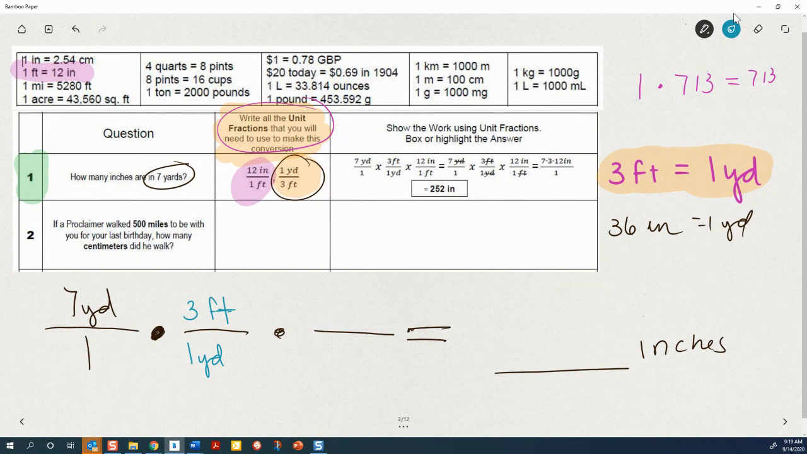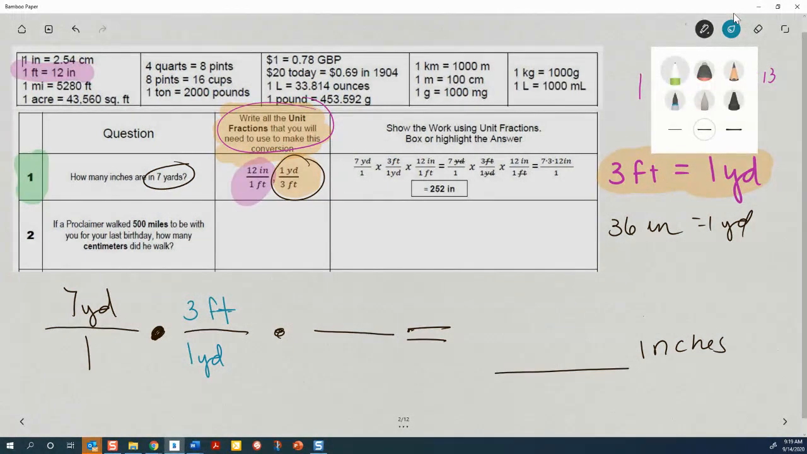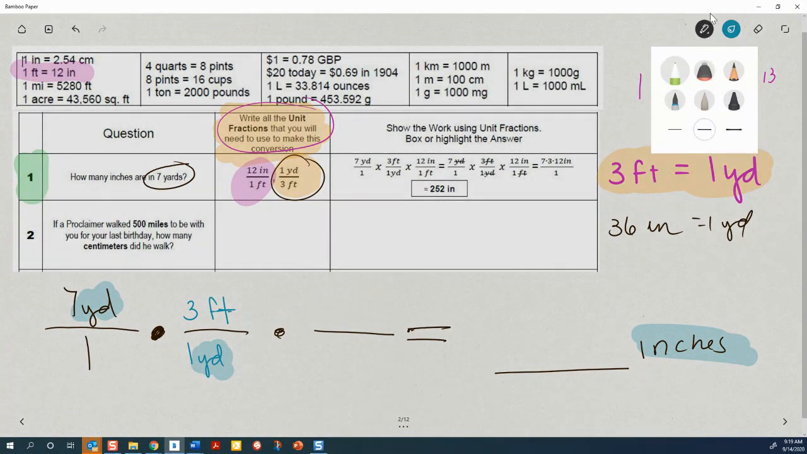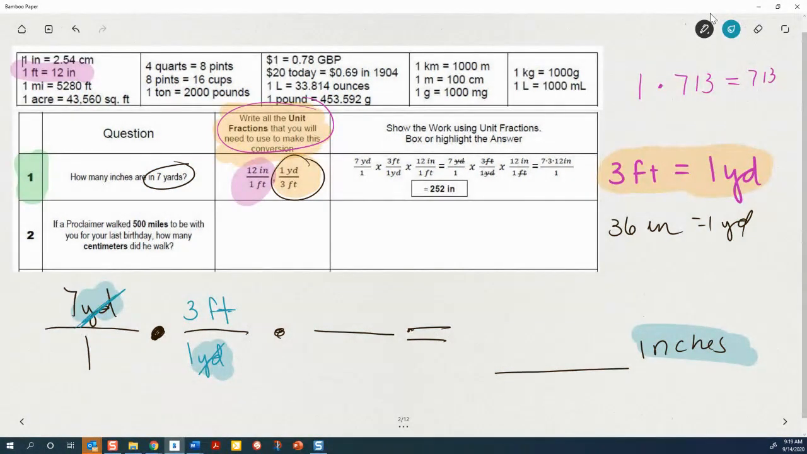Why did I do it that way? Because what I want to be able to do is reduce these out, divide them. So if I have a yard in the top and I want to get rid of yards, because our final answer wants to be inches, the way that I get rid of it is I put the yard in the bottom. So when I put the yard in the bottom, it's going to divide out.